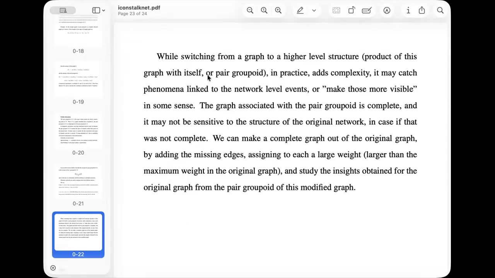But we can make a complete graph out of the original graph by adding the missing edges, assigning to each a large weight larger than the maximum weight in the original graph, and study the insights obtained for the original graph from the pair groupoid of this modified graph.